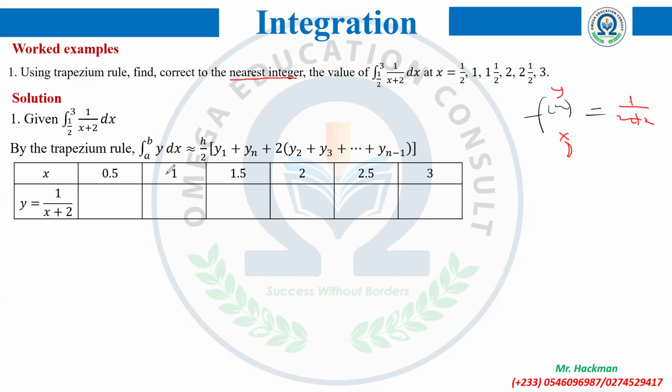You will see your table there. So your first x value will give you f of x, which is y, to be 0.4. So I'm going to write 0.4. Okay, so when x is equal to 1, y is equal to 0.333. When it is 1.5, it is 0.2857. Are we there?